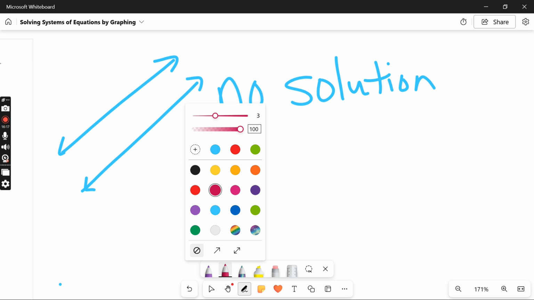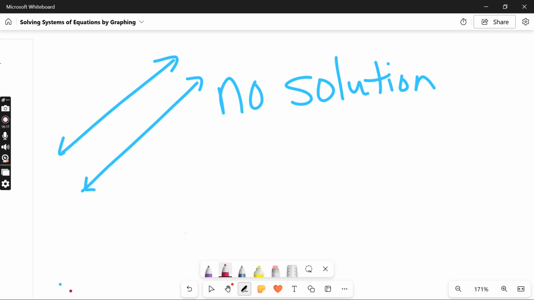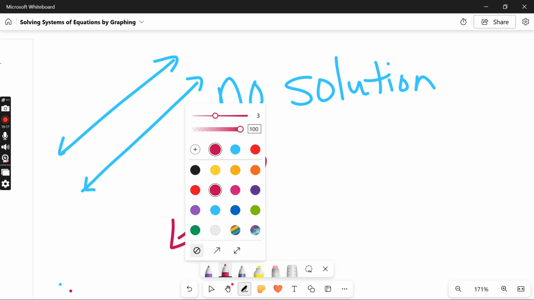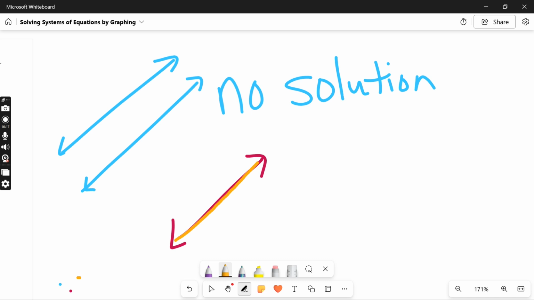You could also end up where you graph a line, and it looks like this. And when you go to graph the next line, it looks exactly the same. It's right on top of that last one. This is what we would call infinitely many solutions because they're the exact same line.